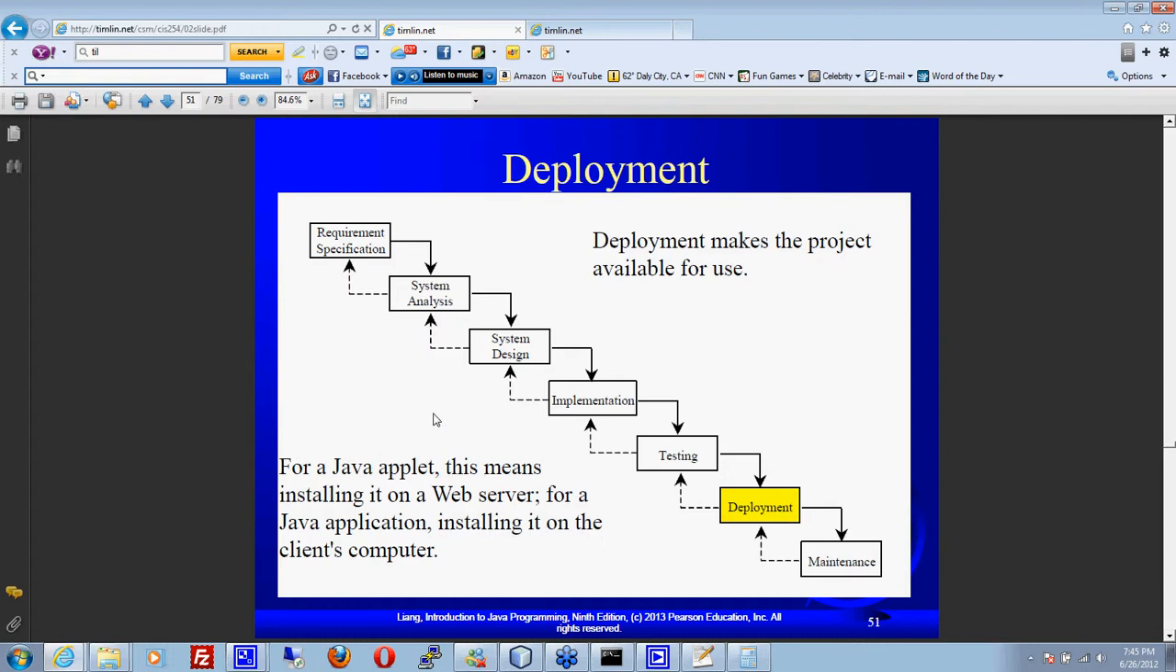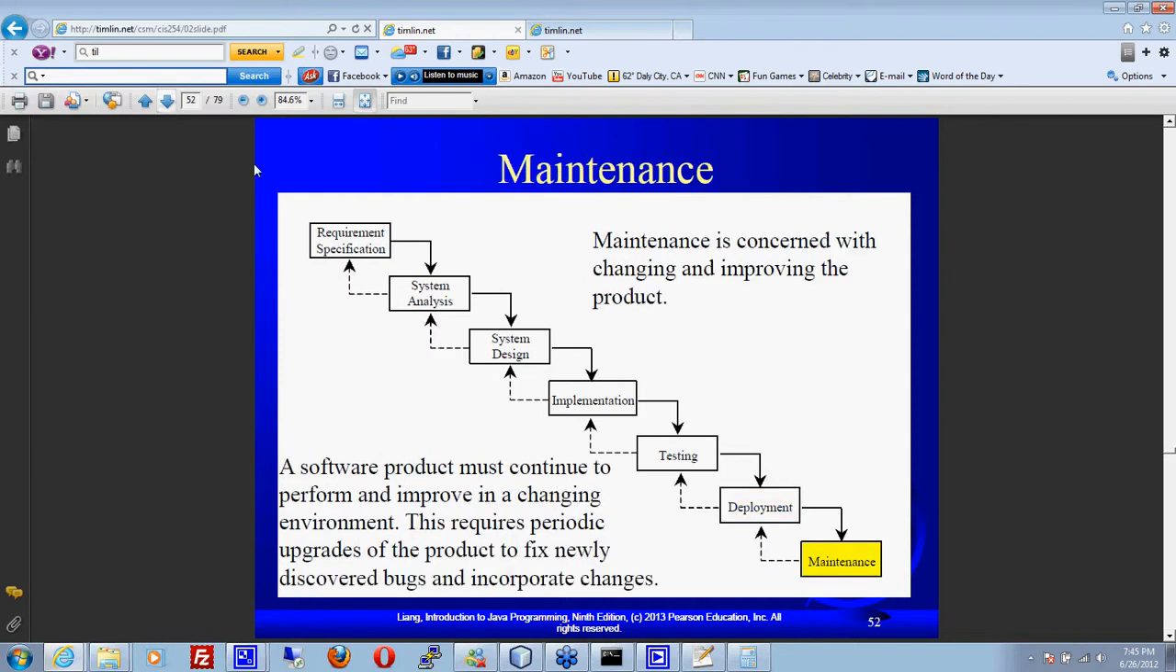So anyway. Deployment makes the project available for use. So for a Java applet, this would be installing it on the web server. For a Java application, installing it on the client's computer. Just essentially installing the program wherever it needs to be installed so you can go live with it. And maintenance. Concerned basically with the process of when something goes wrong, you find a bug, or the user needs a change of some kind made. And there generally are periodic upgrades, maintenance releases. If it's something major, you kind of go back almost to the beginning and start over again.